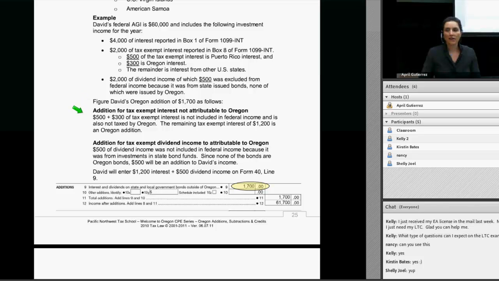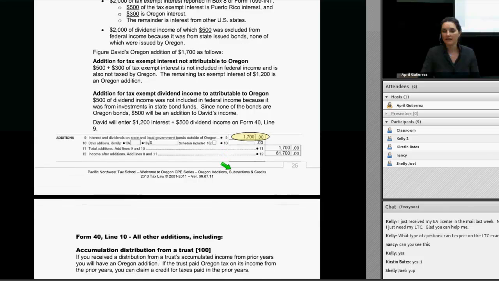There is an addition for tax-exempt interest not attributable to Oregon. $500 plus $300 of tax-exempt interest is not included in federal income and is also not taxed by Oregon. But the remaining tax-exempt interest of $1,200 will be an Oregon addition. The addition for tax-exempt dividend income attributable to Oregon: $500 of dividend income was not included in federal income because it was from investments in state bond funds. Since none of the bonds are Oregon bonds, $500 will be an addition to David's income. David will enter $1,200 of interest plus $500 of dividend income on line 9.